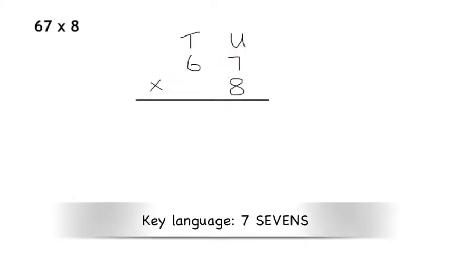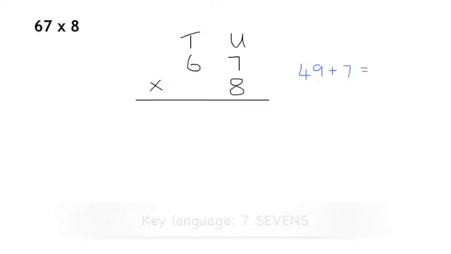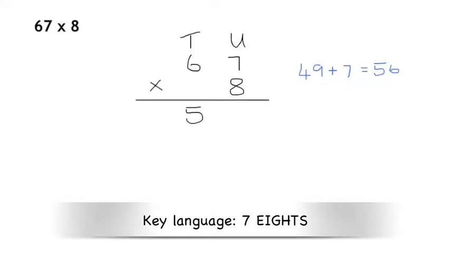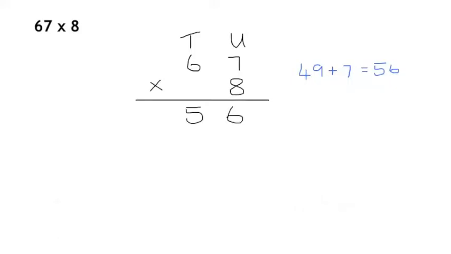67 times 8. I write the calculation out in tens and units columns. I start with the units. To find 7 multiplied by 8, I know 7 sevens are 49. Plus 1 more 7 is 56, so 7 eights are 56. I write down the 56, placing 5 in the tens column and 6 in the units.